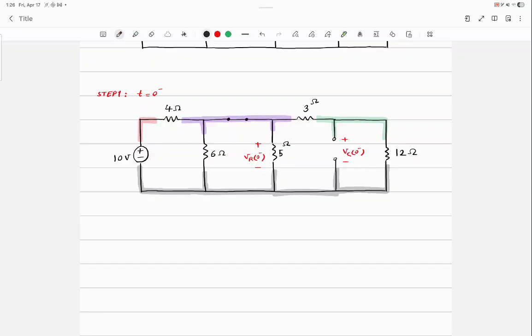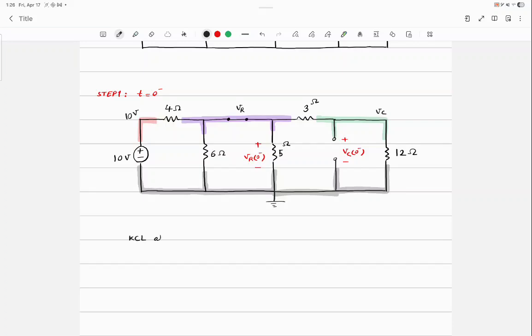Okay. What do you call the red node? What do you label it? 10 volts. What do you label the purple one? VR. I'm going to drop the zero negative just for my system of equations. How do you label the green one?